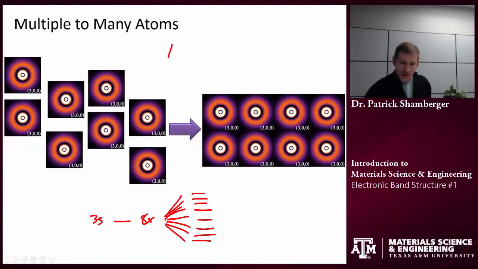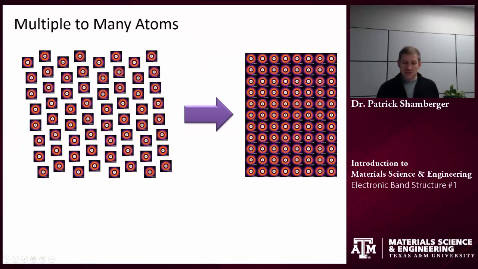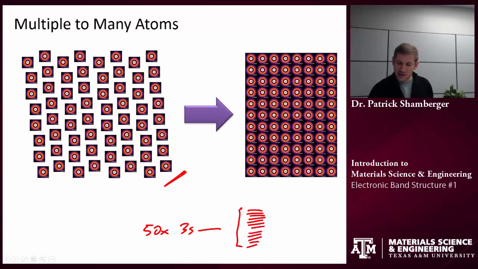So this is what we refer to as the linear combination of atomic orbitals model, LCAO. As these atoms start to interact, their orbitals, their energy levels overlap, and in those valence level orbitals, I start to get splitting of energy levels. This happens more and more. So remember, the number of orbitals in equals the number of orbitals out. So if I start off with 50 3s orbitals, I'm going to end up with a very closely stacked series of energy levels, and there will be 50 energy levels in here.